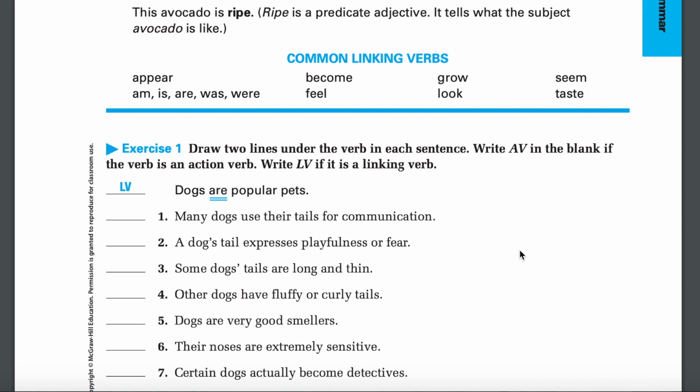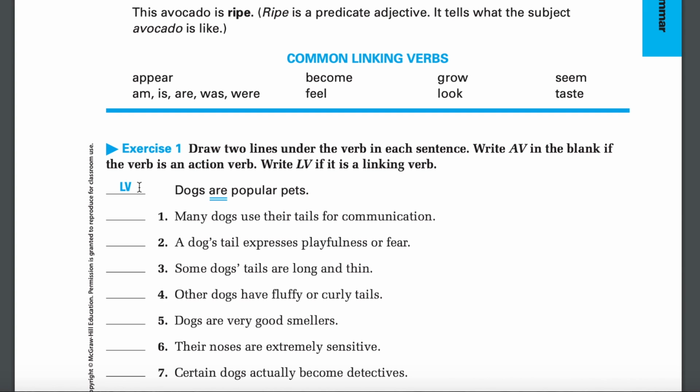So there's going to be two different exercises in this lesson for today. So exercise 1, you need to draw 2 lines under the verb in each sentence. Write AV in the blank if the verb is an action verb. Write LV if it is a linking verb. So right here where it says dogs are popular pets, dogs is the subject, right? Are popular pets is the predicate. Are is double underlined because are is the verb and it's LV.